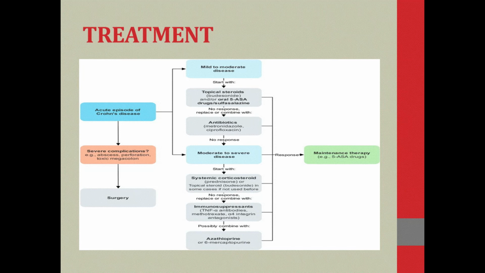So we start with systemic corticosteroids like prednisone or topical steroid. In some cases, if not used before, and if there is also no response, we can either replace it or combine it with immune suppressants like TNF alpha antibodies or methotrexate. Possibly, we can also combine it with azithromycin. And after we treat the acute disease, we have to maintain the remission. After achieving the remission, we have to also maintain the remission. So, in the time of maintaining the remission, we can go for 5-ASA drugs.